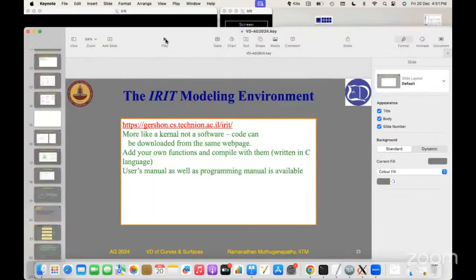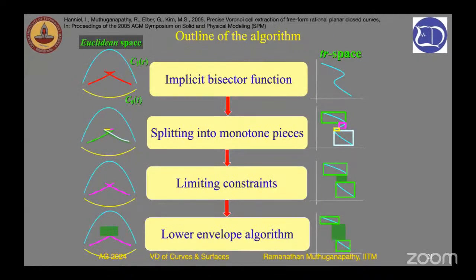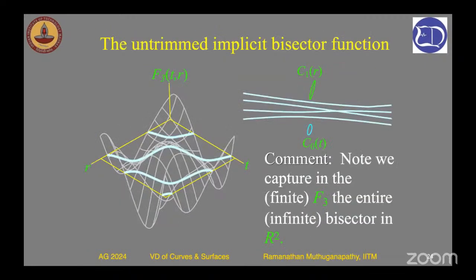Let me just go back to the algorithm. So we saw the first step of the implicit function, which is the F3 surface, and then how to go to the bisector, which is the zero set of the function. So it's an implicit bisector representation that we have. As you can see, it was pretty complex, so we had to do some geometric processing on that.